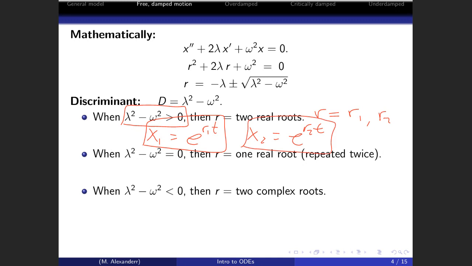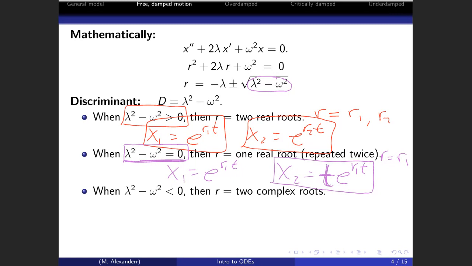And now the second case is whenever the discriminant is equal to 0, and that means we are only going to get one number for our r. In that case, the solution will be e to the r1 t, and the second solution would be similarly e to the r1 t, the same number, but we have to attach a t. To get that extra t, that's where you do the reduction of order to get that second solution. So that's the second case.